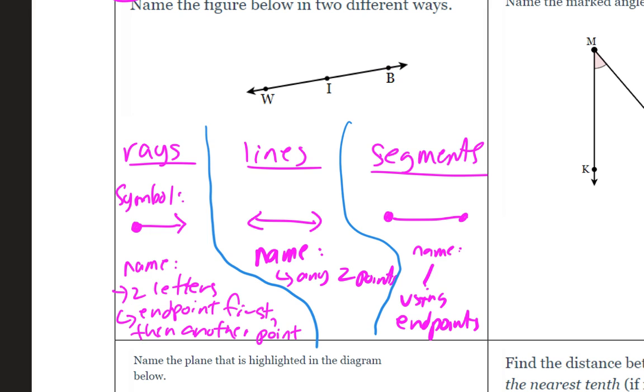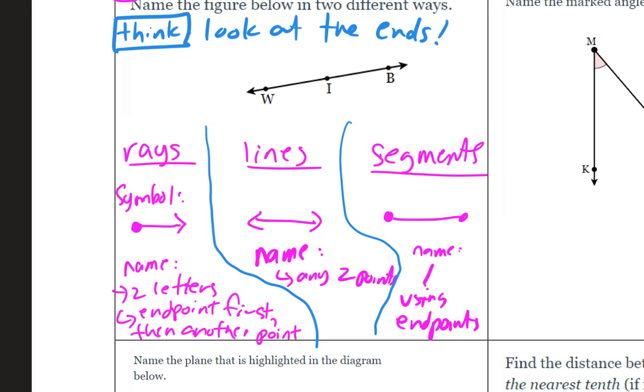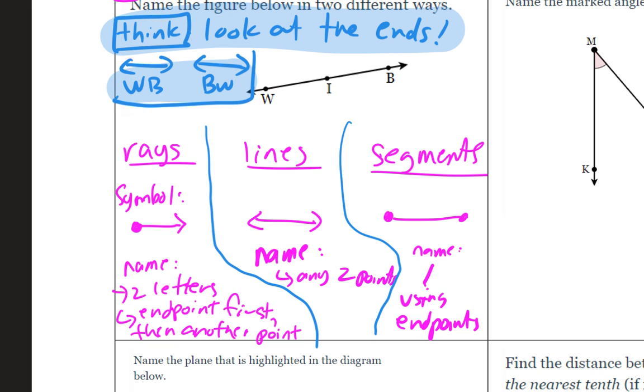So let's take a look at this. Here's our hint: look at the ends. That's what we're thinking for this one. If we look at the ends, it has 2 arrows, so we're going to think this is a line. We're going to name it using this symbol and any 2 points. So our answers could be WB, or we could say BW. Those are just 2 of the ways that we can do it. So look at the ends, and that's our answers. All right, let's keep it moving.